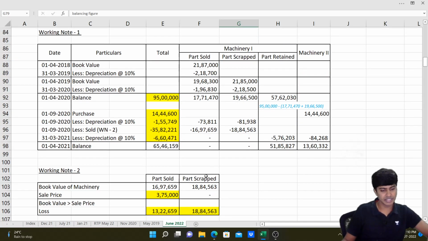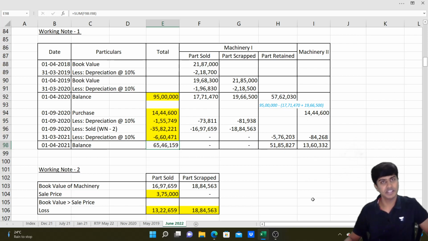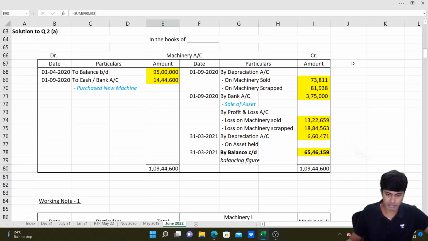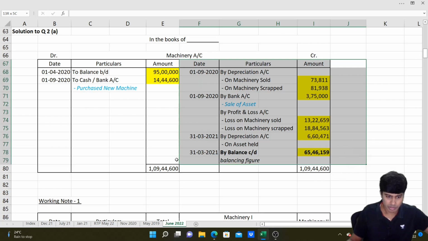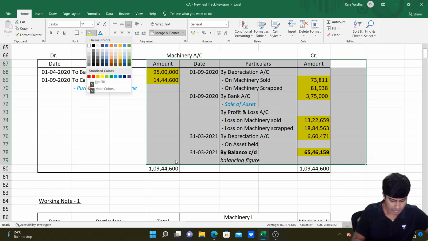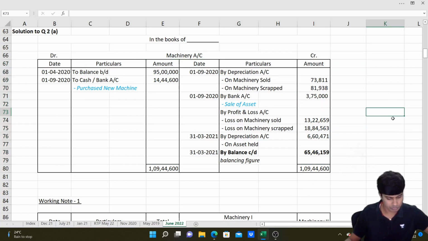You guys can see it here. We add 65,46,159 here. So that basically gives you a feeler that what we've done is completely correct. Got it? So this is the ledger. I'll show it to you for a moment for you to have a look. I'll however be sharing this file with you. You can ping me and ask for the file, and I'll definitely share it with you.